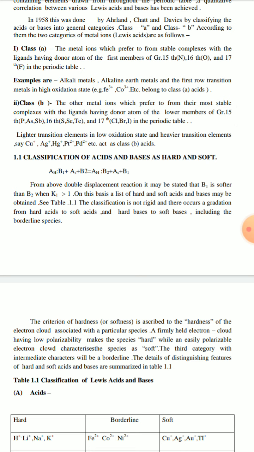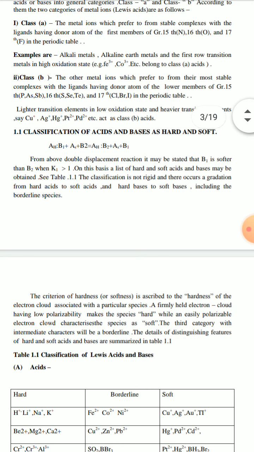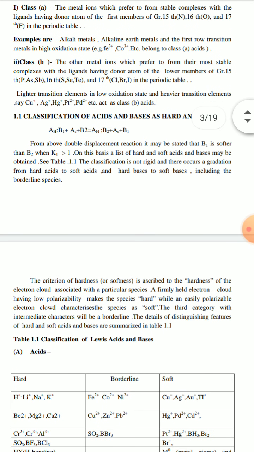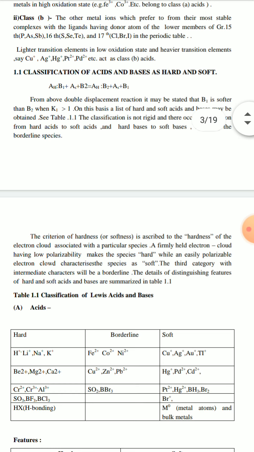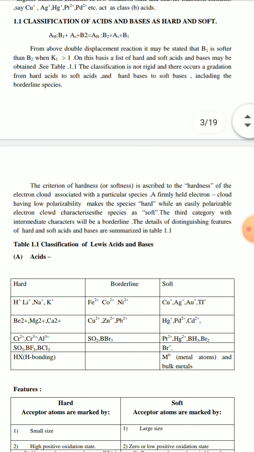The classification is not rigid, and there occurs a gradation from hard acids to soft acids and hard bases to soft bases, including the borderline species. The criterion of hardness is ascribed to the hardness of the electron cloud associated with a particular species. A firmly held electron cloud having low polarizability makes the species hard, while an easily polarizable electron cloud makes the species soft, and the third category with intermediate characteristics is borderline.